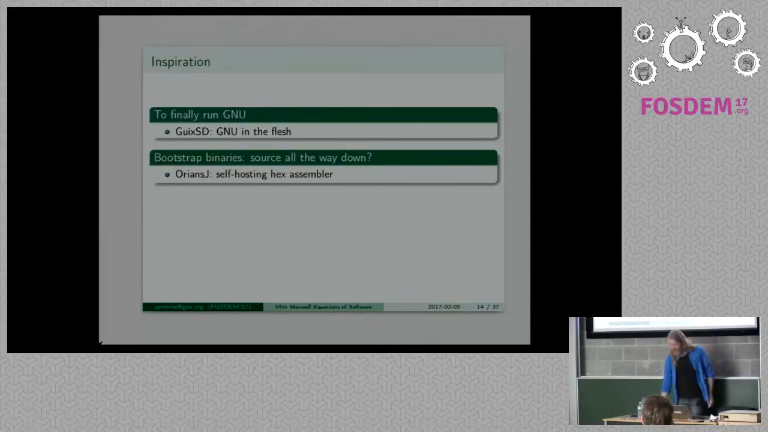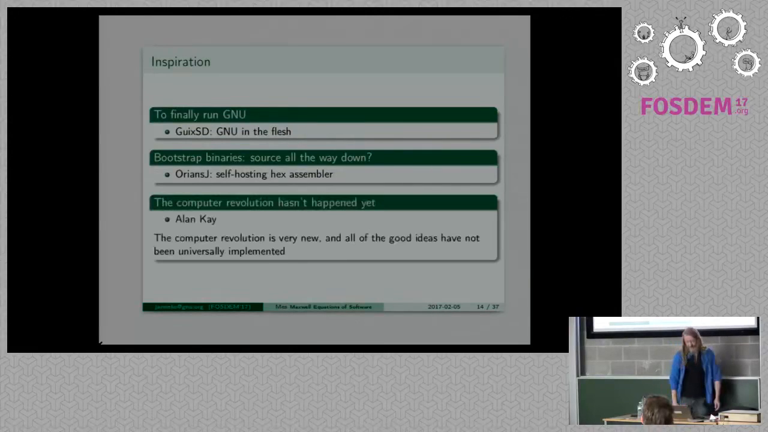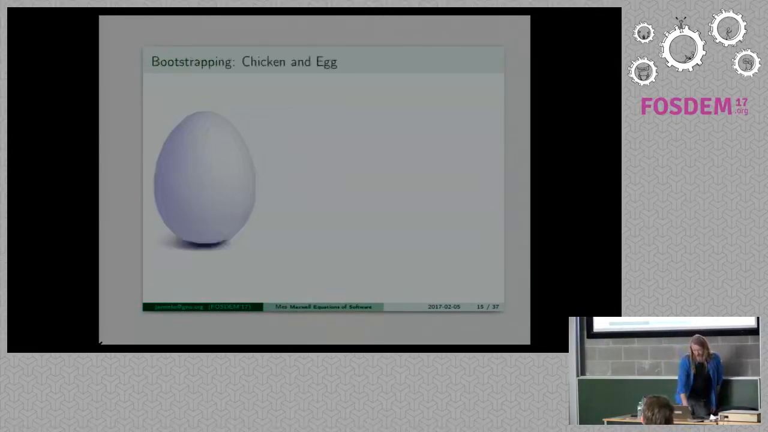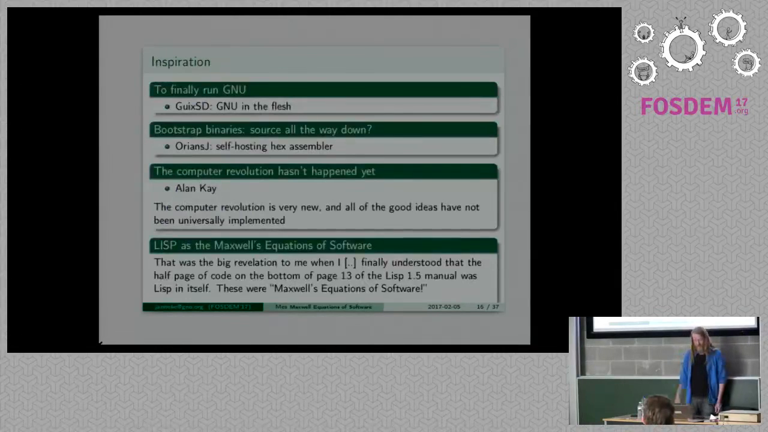So I was wondering about that, and then Orians J came along and told us about his hex assembler, a self-hosting hex assembler. And I thought, wow, that's great. If you have a self-hosting hex assembler, maybe we can do away with all sources. But I was still going hex and then the C compiler, and I didn't really see it. I'll just skip this bit. So I was looking at the bootstrap problem, and there was the hex assembler and the bootstrap binaries. It would fit in Guix, but I didn't see it.